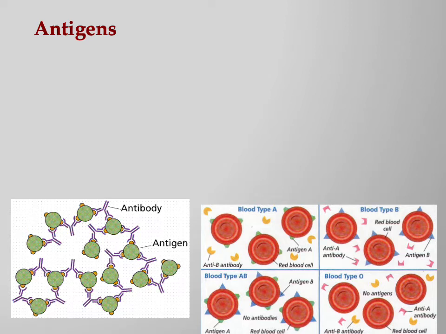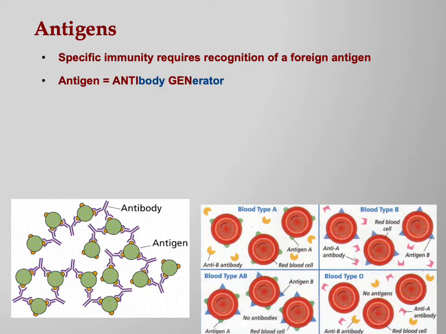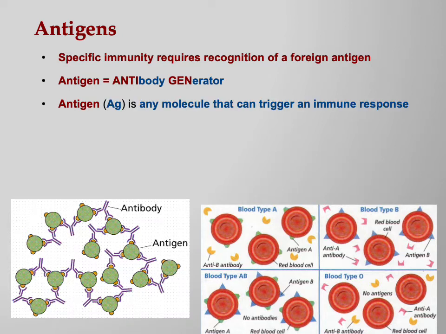Let's talk about antigens. Specifically, what does it mean? Specific immunity requires recognition of a foreign antigen, and the word antigen is a portmanteau word, like brunch, breakfast and lunch, like a motel, a motor hotel. So an antigen is an antibody generator, antigen. What that means is an antigen is anything that causes your immune system to generate antibodies, all right?